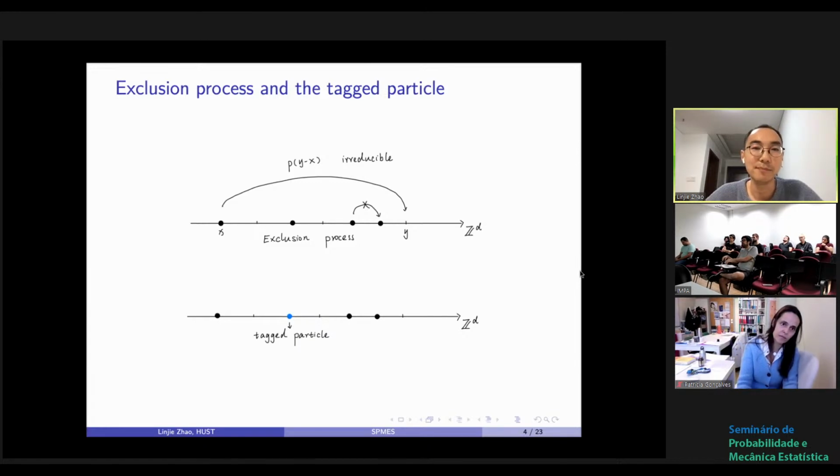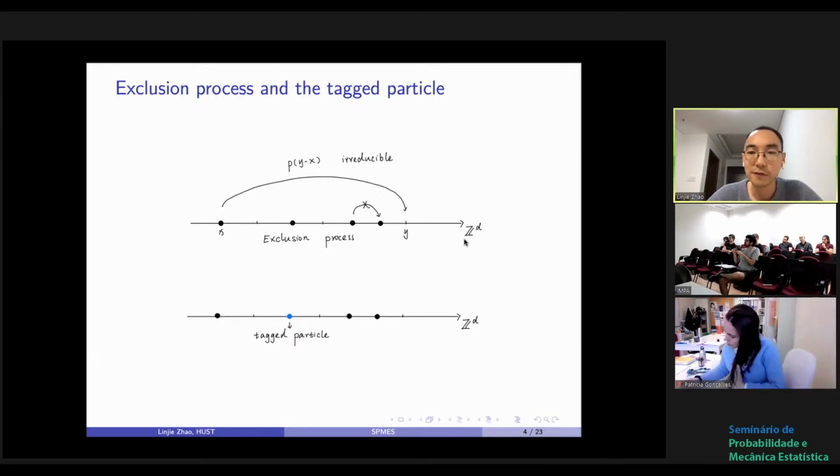And I think most of the audience are experts on the exclusion process. So let's go through this model quickly. We consider the process evolving on Z^d. At each site of Z^d, there is at most one particle, and jumps to occupied sites are not allowed. So in the first picture, this particle cannot jump to its right, but the particle at site x could jump to site y, and the jump rate is given by p(y minus x).